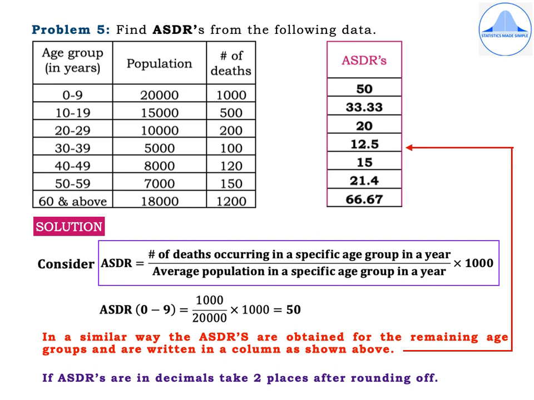So now let us compute ASDR for the age group 0 to 9, which is 1000 divided by 20,000 into 1000, which is equal to 50. Now in a similar way, you can calculate the ASDRs for the remaining age groups, and I have written them in a column as shown above, that is in the pink colored column. So the ASDRs for the remaining age groups are 33.33, 20, 12.5, 15, 21.4 and 66.67. Since some of the ASDRs are in decimal, I have taken only two places after rounding off.